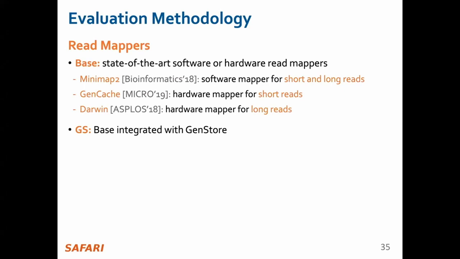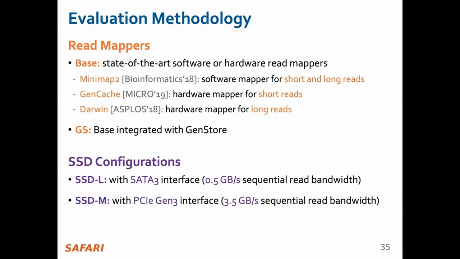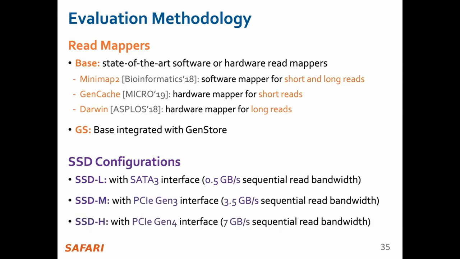So that is basically the comparison point. And we also try to analyze various state-of-the-art SSD configurations. For example, SSD-L is the state-of-the-art SATA SSD, SSD-M is a PCIe Gen 3, and SSD-H is a state-of-the-art PCIe Gen 4 SSD. So as you see, these SSDs are gradually providing higher bandwidth.